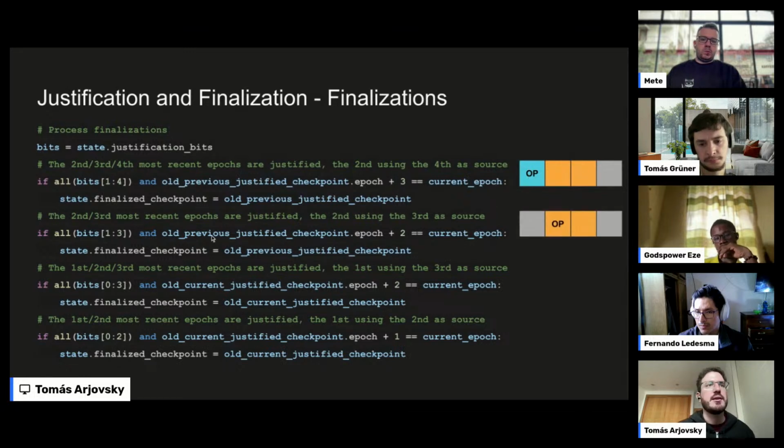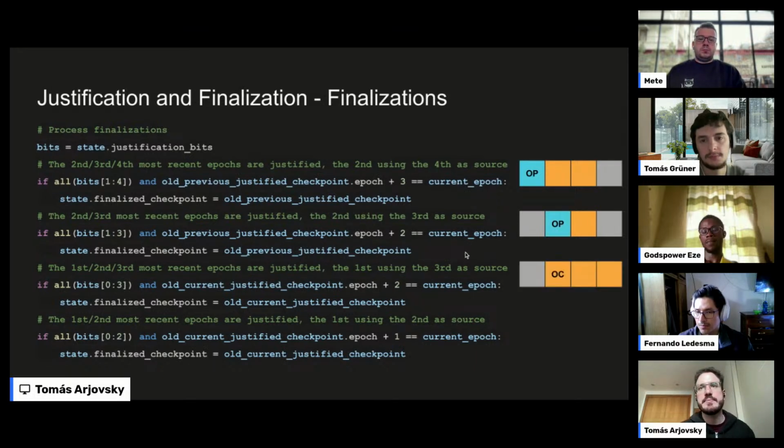The next case is this one. It checks if bits 1 and 2 are justified, and also if my old previous was this one, which is current plus 2. If that's the case, this is the classic one finality, where these are consecutive, but for the previous justified. So with a delay, I just justified this one, and this will get finalized.